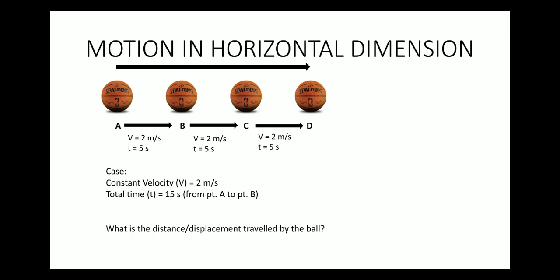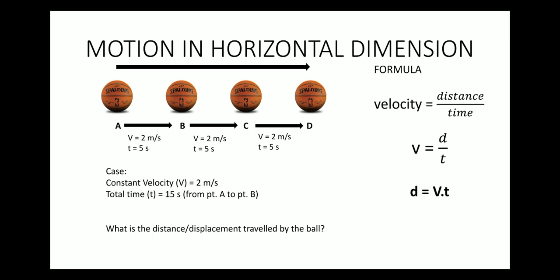In this condition, the formula we can use is the original formula, velocity is equal to distance over time, as we know in basic physics. To derive distance, we simply multiply velocity times time. Substituting the values, we have 2 meters per second times 15 seconds, cancel seconds, which is equal to 30 meters. This is for the case where an object travels at constant velocity.